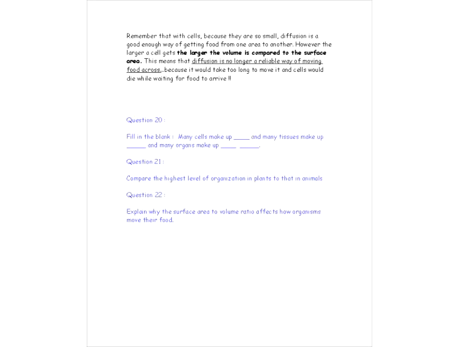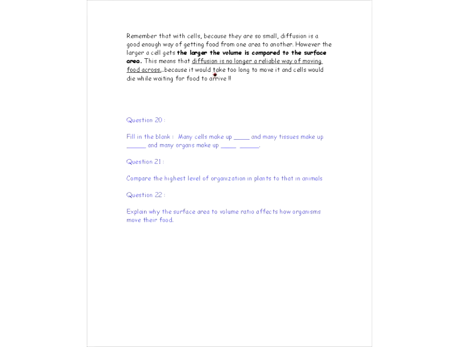Remember that with cells, because they're very small, diffusion is a good way of getting food from one area to another. But when a cell gets larger, the volume becomes significantly larger compared to the surface area. So what this means is there's a limit to how large a cell can get. Diffusion is no longer a reliable way of moving food across because it would take too long. And basically the cells would end up dying waiting for food to arrive.